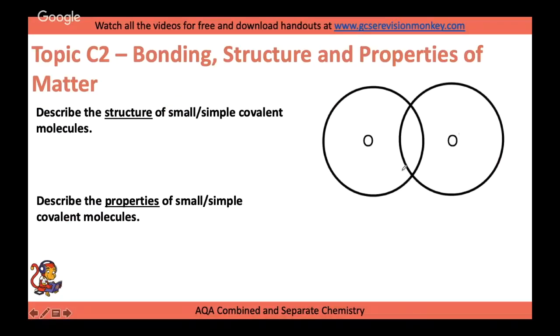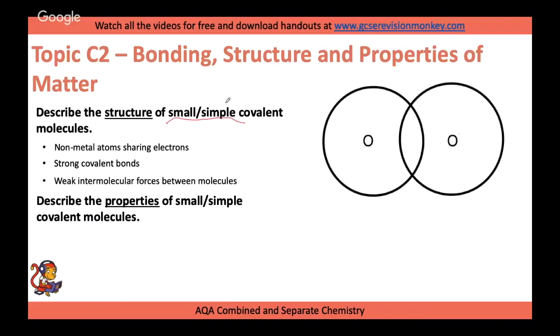Covalent bonding then. We'll start off with small, simple molecules. So the structure of those ones is between non-metals and they're sharing electrons. They have strong covalent bonds and weak intermolecular forces between the molecules. So if we look at this, we're going to draw this one out, and it's got a strong covalent bond there. We're going to draw O2.